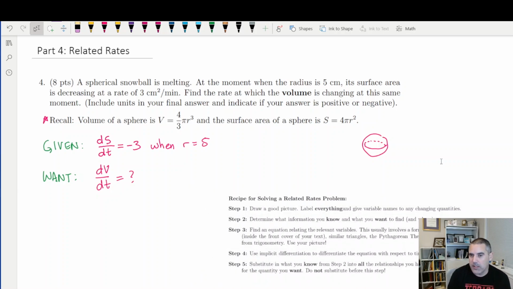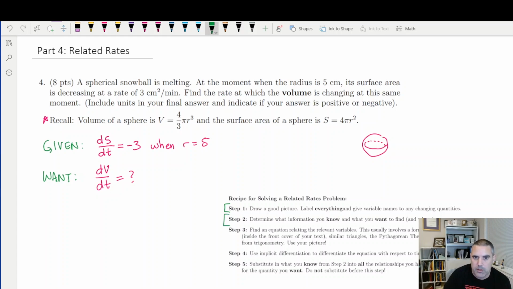Draw a good picture, label everything. So we should label R, V. I can't think of anything else to label. But these would be things you could add to your note sheet if you're preparing for this: have I labeled everything? Well, I don't know what else to label besides R, S, and V here. It usually doesn't hurt to over-label.